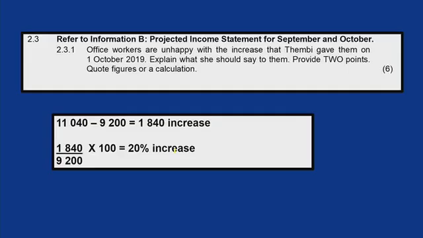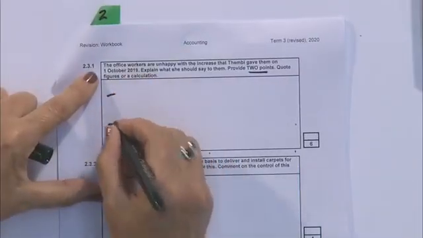Right, let's have a look at 2.3 now. It says, look at information B, and the office workers are unhappy. Now, this is a standard question. When the office workers are unhappy, it's because somebody else gets a bigger increase, or they want more than they can get, and you will explain what Tembi, the owner, should say to them. 2 points. Okay, let's go to the answer page. The moment you are asked to provide 2 points, you will bullet and clearly show.